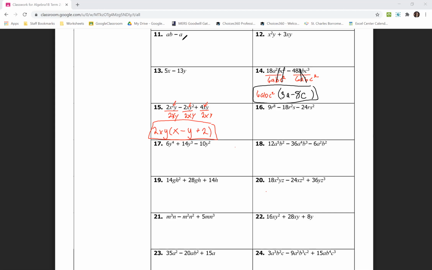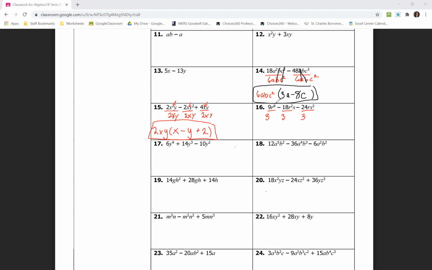So on 16, let's look at those. What can I divide evenly into all three of these terms? Well, I know I could divide a 9 into 9 and 18, but I can't divide a 9 into 24. So that's not a common factor of all three terms. I do see that I can divide a 3 into all three of those terms though, right? 9 divided by 3 is 3, 18 divided by 3 is 6, and 24 divided by 3 is 8.